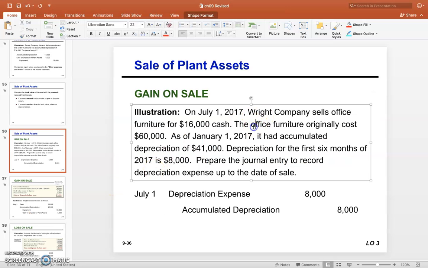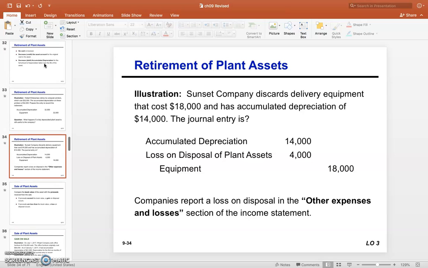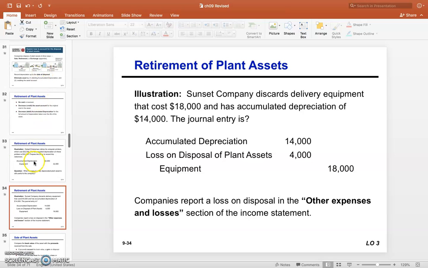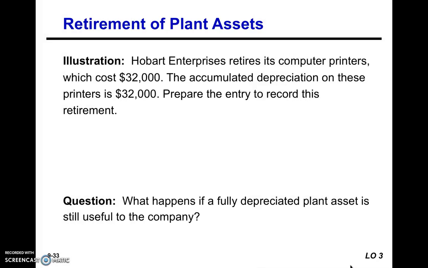Okay, guys, let's go over an example of retirement. So let's say that we have an asset that is a printer and it costs $32,000 and its accumulated depreciation is also $32,000 because we have fully used the asset until the end of its useful life, and we are now retiring it because it's not useful anymore.